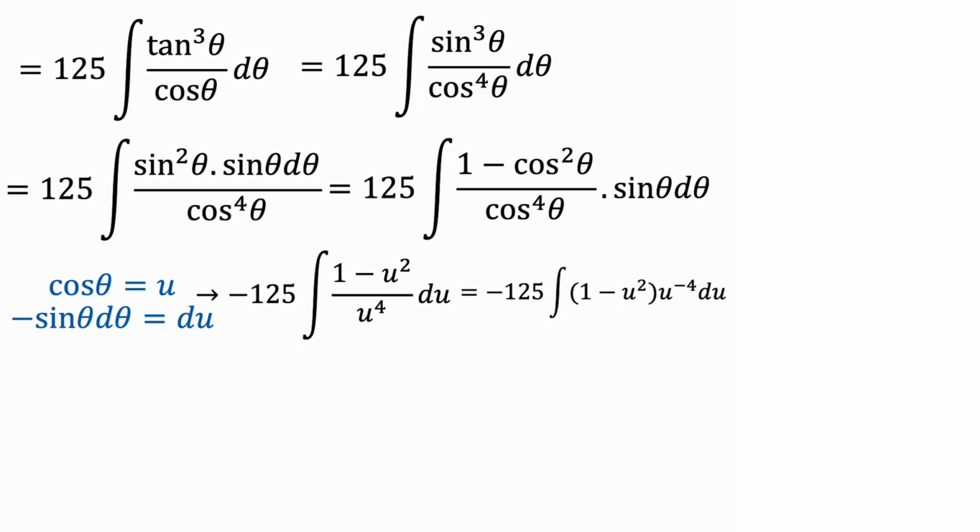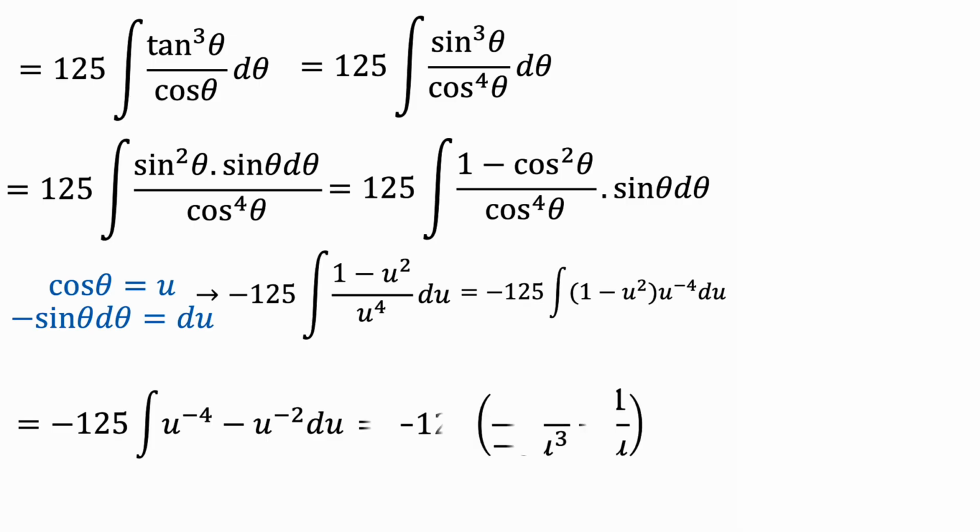If you multiply u to the power of negative 4 into the numerator, the fraction cancels out and negative 125 remains. The integral becomes u to the power of negative 4 minus u to the power of negative 2. We add 1 to the exponent and then divide by that same new exponent. This question has become quite a head scratcher. Its solution just doesn't seem to end. All right, so what happens next?